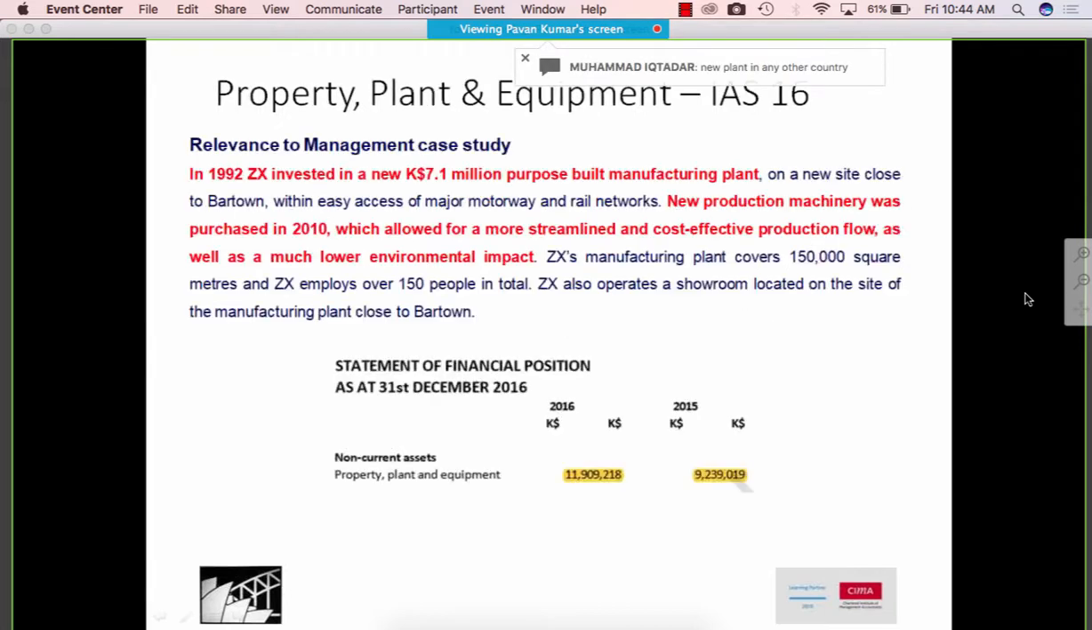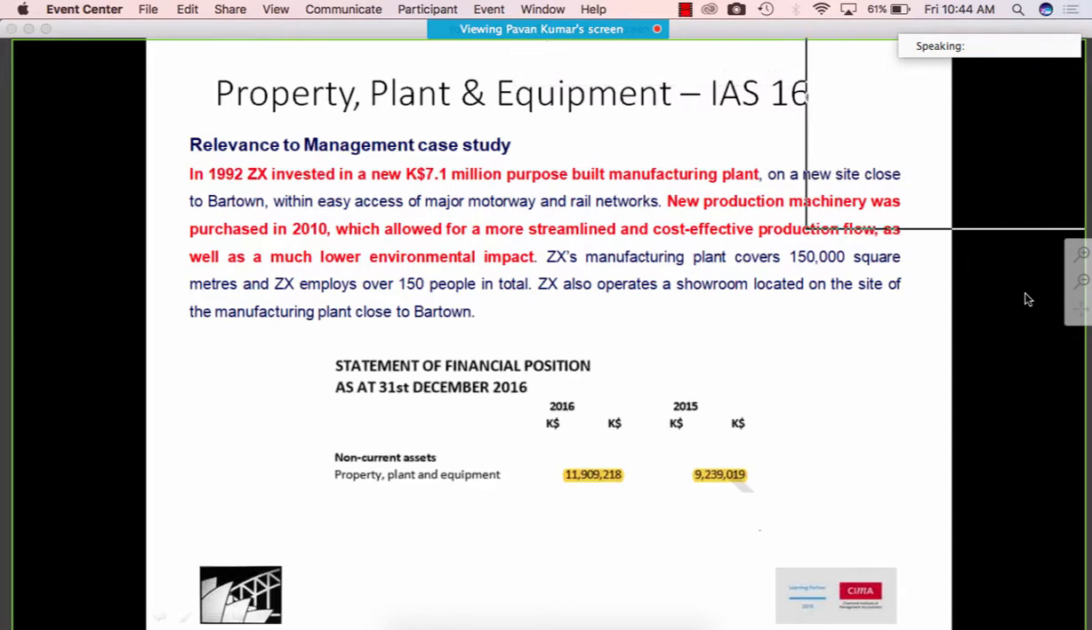Okay, let's look at the relevance to case study. This is also possible, Muhammad, but there is no mention of it in the case study. This is also possible. And this could come up in your unseen in the question.